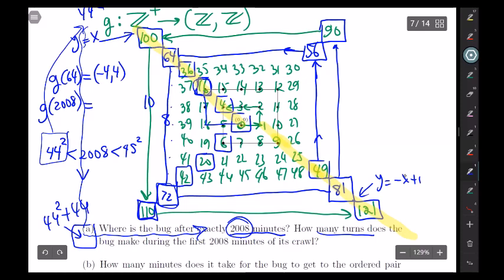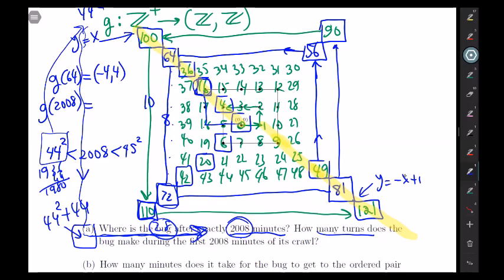But 44 squared is 1936. If I add 44 to it, it will give me 1980. I'm still short of 28, so I need to go this direction by 28. And boom, then I will end up at whatever. Now the rest is just to identify the place. Let's continue the pattern.